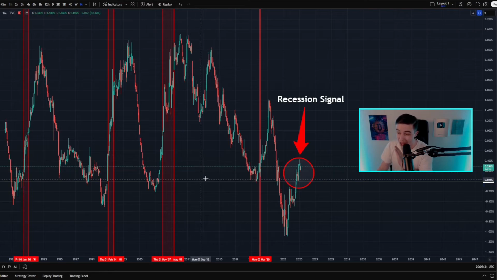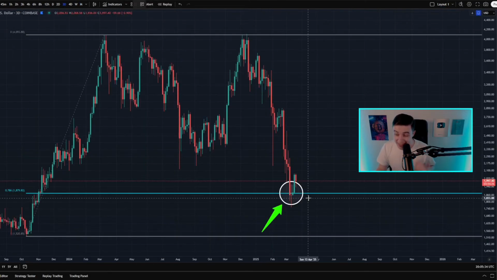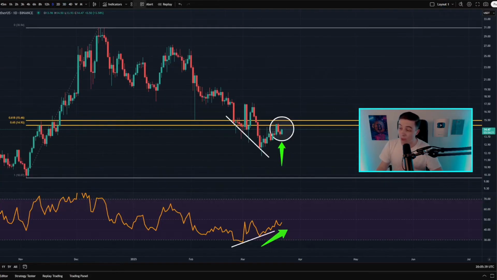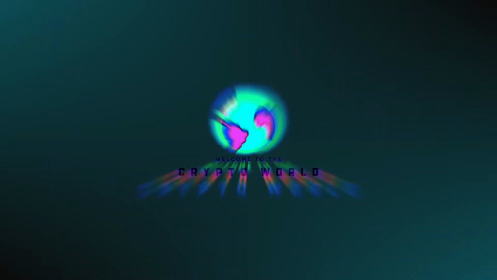So I'll be talking about that in just a moment, alongside Ethereum still holding above this important Fibonacci level of support, while the price of Chainlink is coming in for another test of this critical area of resistance. So I'll be talking about all of that and more later in the video, so definitely watch to the end.